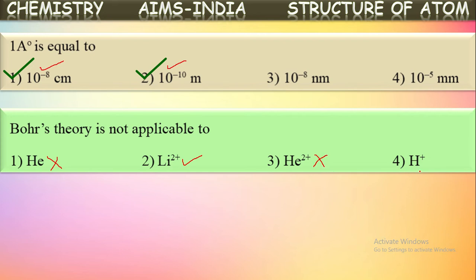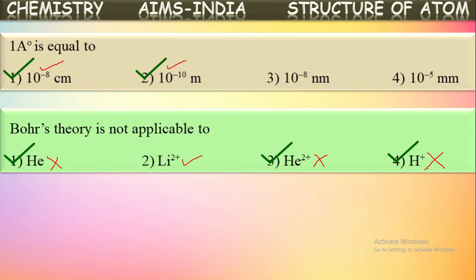Okay, what about H plus? We know hydrogen has only 1 electron, but as it is mentioned here, H plus, it lost its 1 electron. No electrons in H plus. So for this also Bohr's theory is not applicable. Now in the question they are asking for which Bohr's theory is not applicable. For which? 1, 3, 4. For these three, Bohr's theory is not applicable.